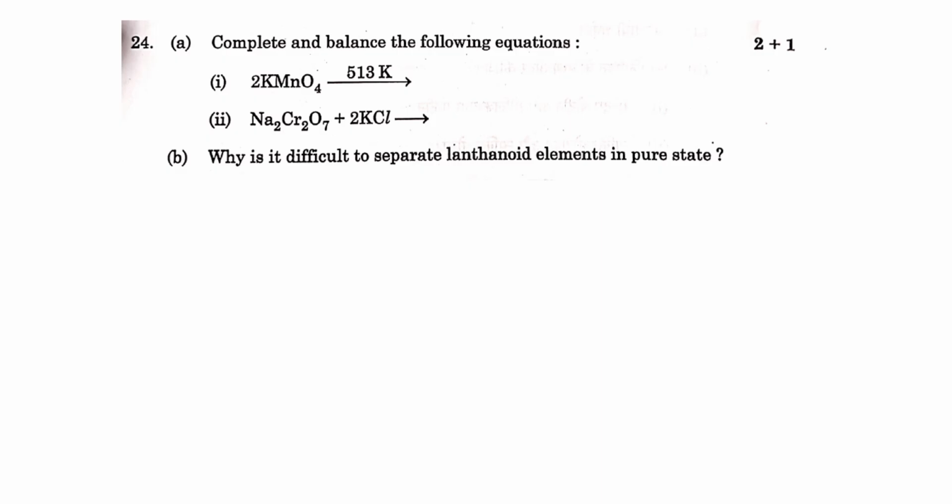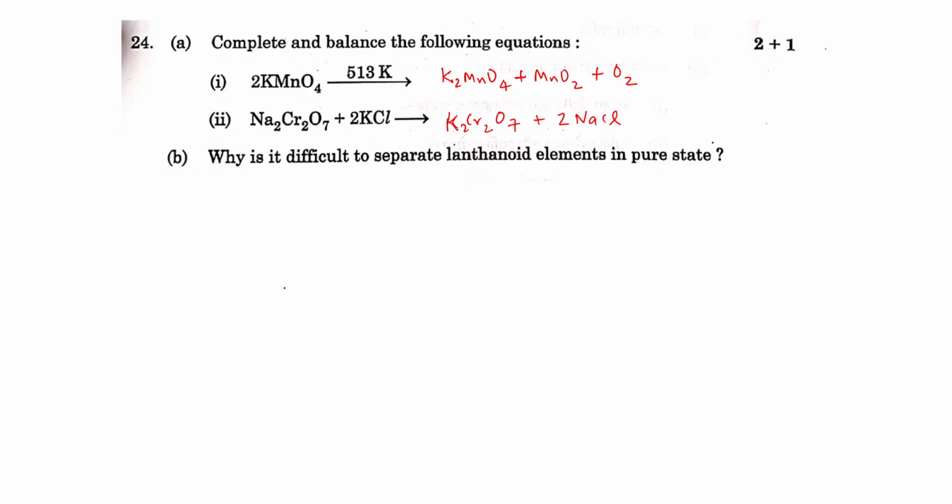0.11 volt. Question number 24. Straightforward question, NCERT. So when KMnO4 is heated at this much temperature, what we get is K2MnO4 plus MnO2. This is pyrolusite. This is used for the preparation of potassium permanganate, and then O2. In the second one, Na2Cr2O7, it is a reaction for the formation of K2Cr2O7. So we get K2Cr2O7 plus 2 moles of NaCl. This is the simple reaction.